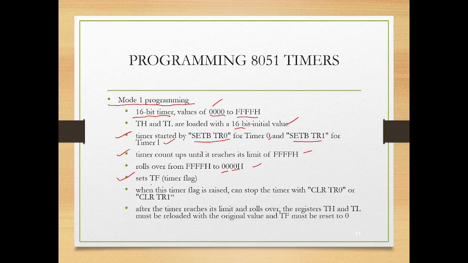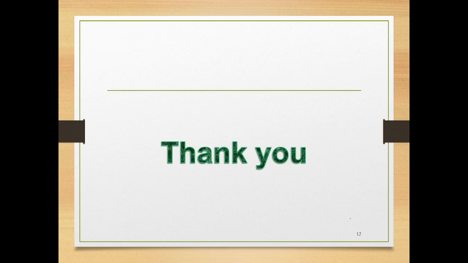Now let's go for setting the timer flag. When the timer flag is raised, you can stop the timer by using CLR TR0 for timer 0 or CLR TR1 for timer 1. After the timer reaches its limit, rollover occurs. The registers TH and TL must be reloaded with the original values, and before that TF must be reset to 0. So these are the steps to be followed for programming the timer. Thank you.